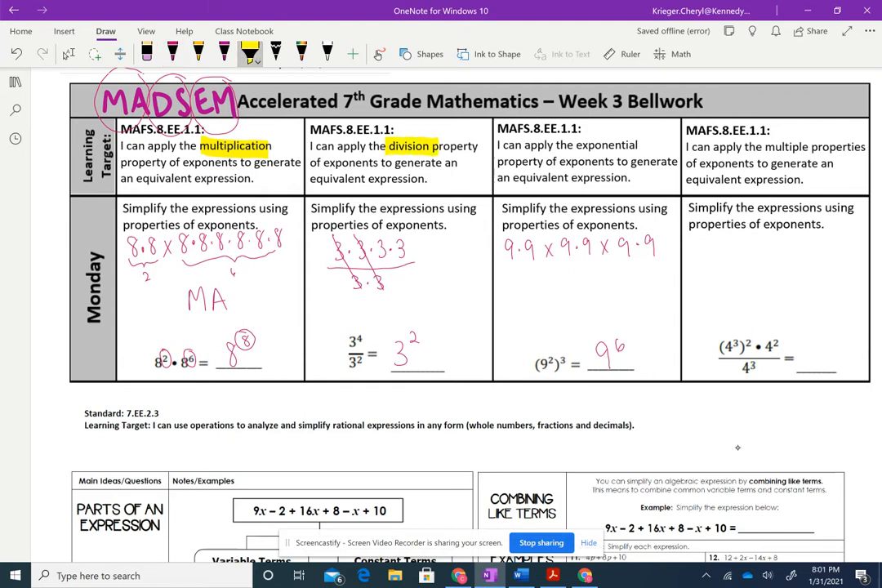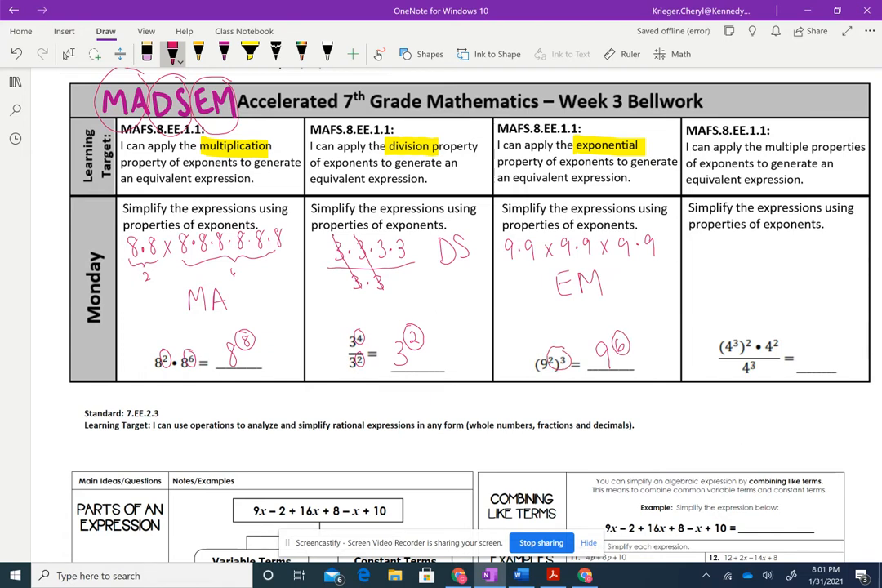Okay, so MADSEM with the division property, that's the DS portion of MADSEM. That means if you're dividing, you subtract. So we're dividing 3 to the fourth by 3 to the second. We subtract 4 minus 2 and get 2. Okay, and the exponential property is the EM portion of MADSEM. If it's exponential, meaning a power to a power, you multiply the exponents. So 2 times 3 is 6.